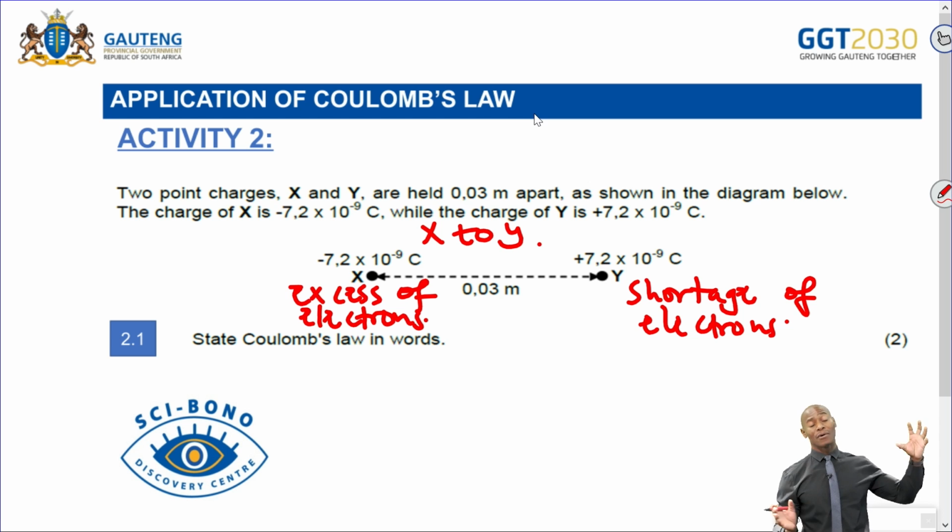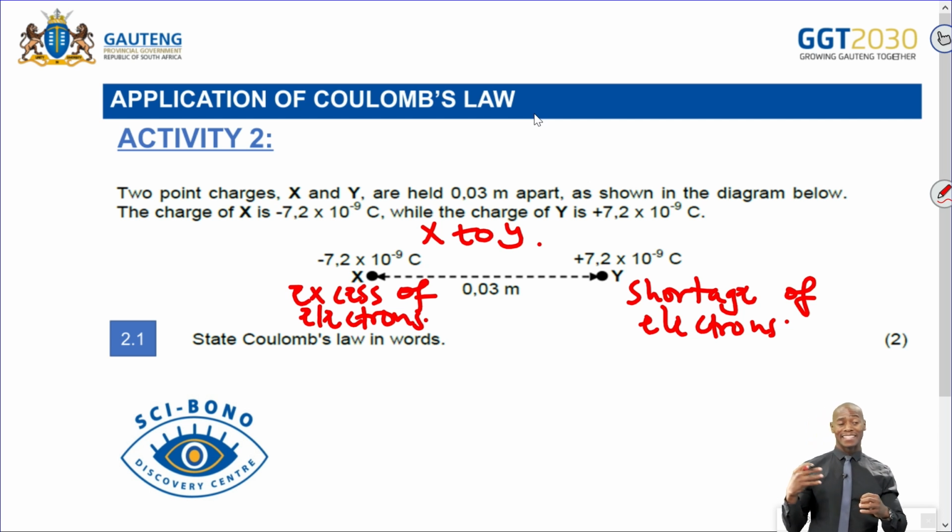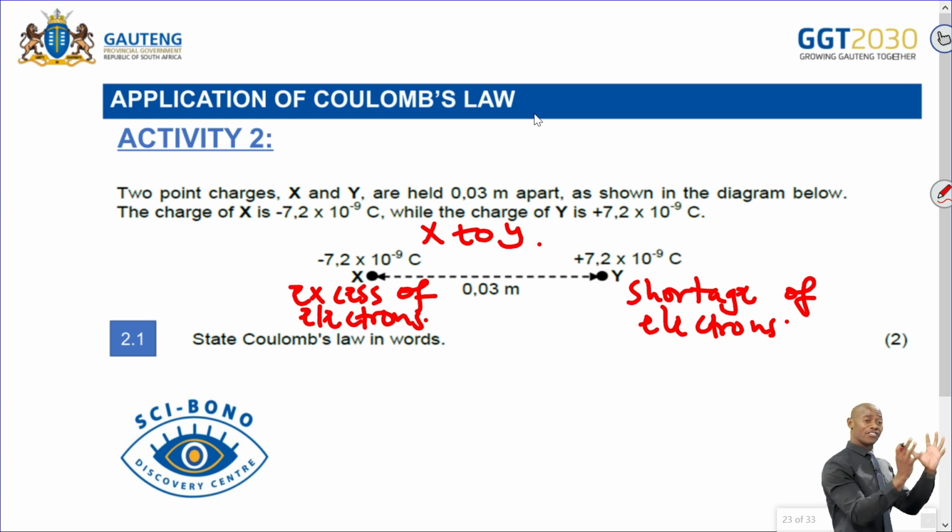Then, which means that if they were brought into contact and then separated, electrons were going to be transferred from X to what? To Y. Then they can even ask you about the force. Is there a force of attraction or repulsion between these two charges? Obviously, here there will be a force of attraction, because unlike charges attract.